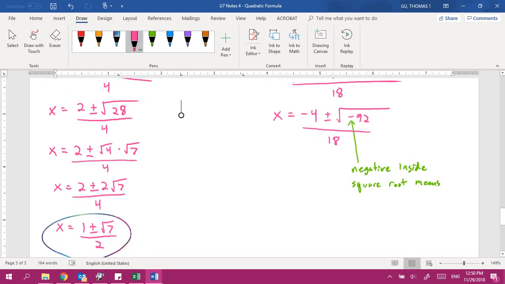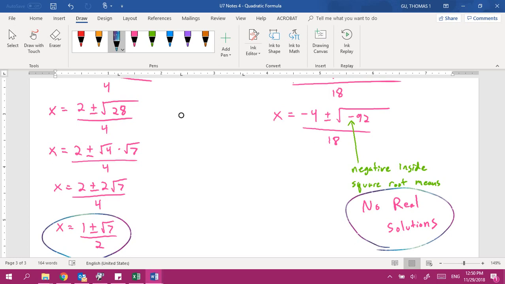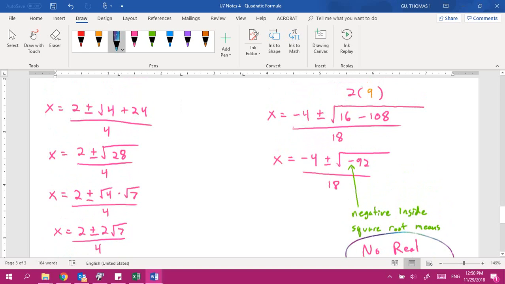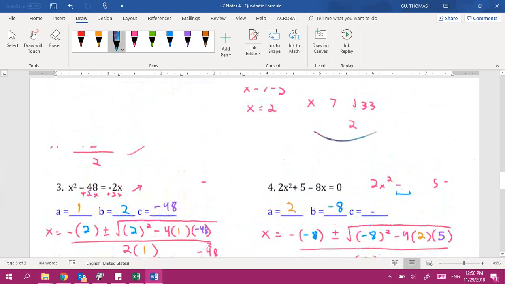Let's make it more specific. No real solutions. That's what you're going to write. I'm specifying the real because we're actually going to be learning about imaginary solutions. Those are solutions, but they're not real, they're imaginary. For now, we don't know about the imaginary yet, so we're going to put no real solutions. These are all the different types of problems you'll encounter so far with the quadratic formula.